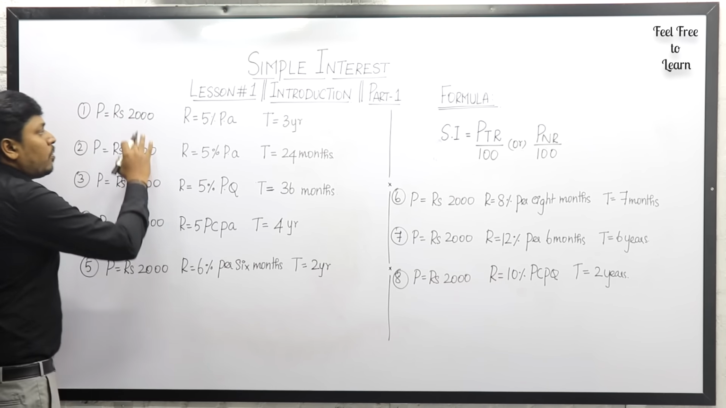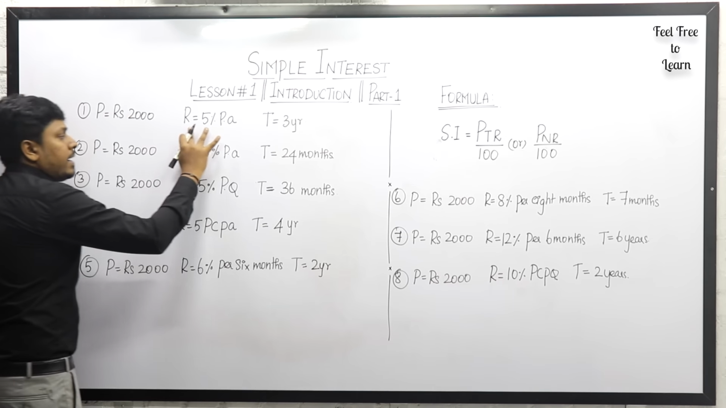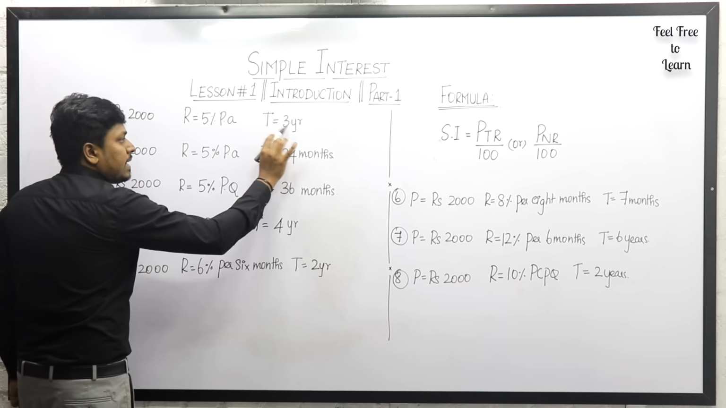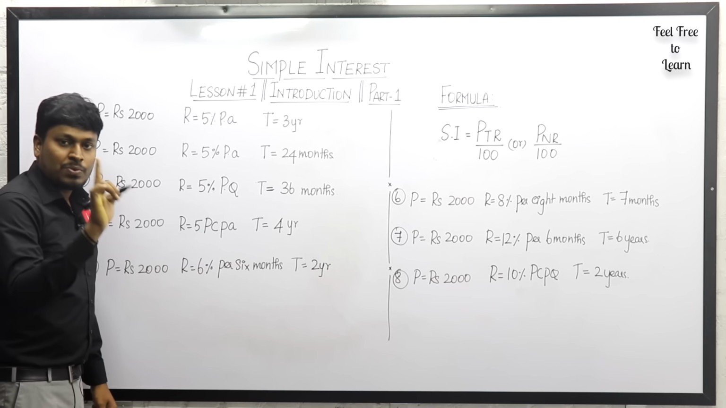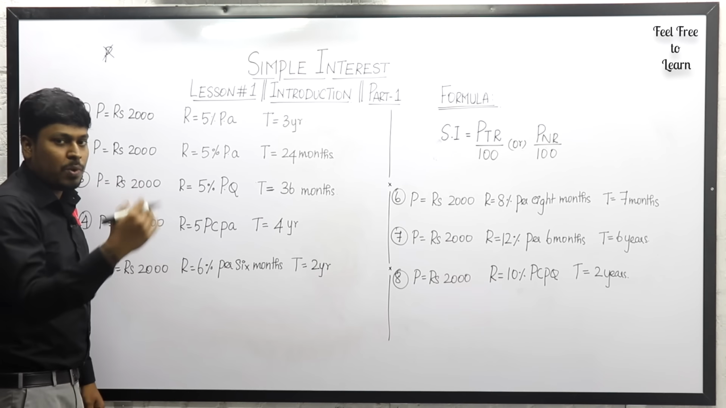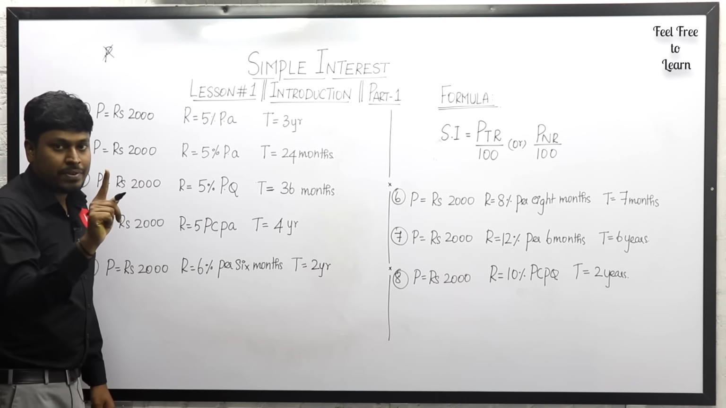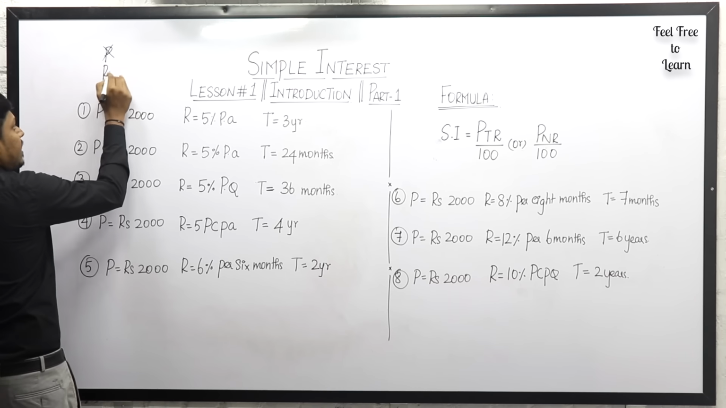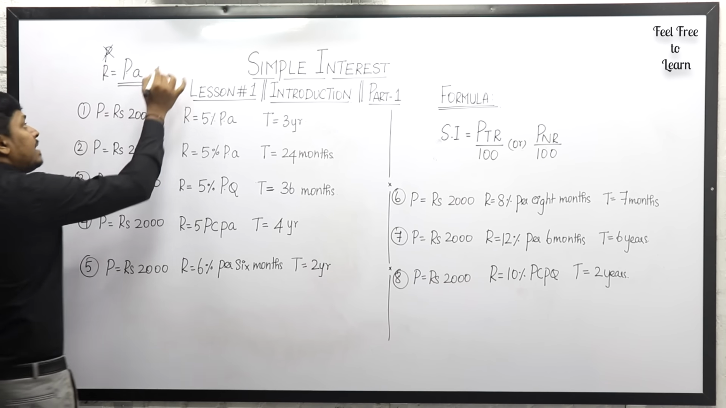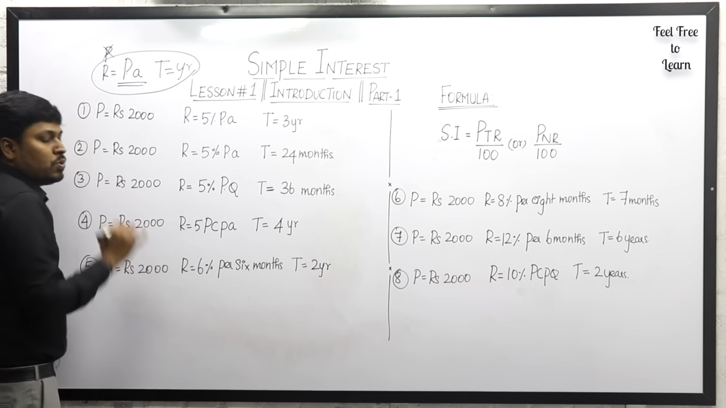So first let me take point number 1. Here they have given a principal of rupees 2000 and the rate of interest is 5% PA. PA is called per annum, that is for 1 year, and the time duration will be 3 years. Always remember one thing: don't care about the principal, because the principal can be any value, whatever it may be. You should always target the rate of interest and the time duration. The rate of interest should always be per annum, that is for 1 year, and the time duration should always be in terms of years. So never forget these two important points.